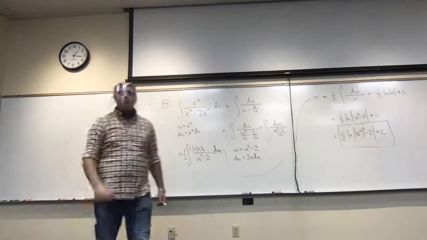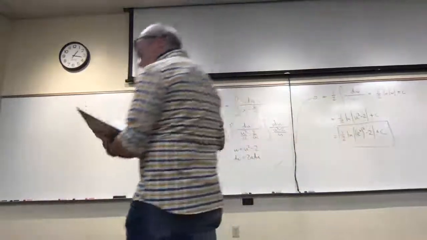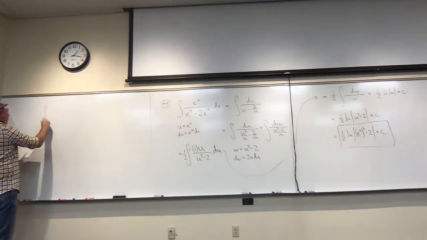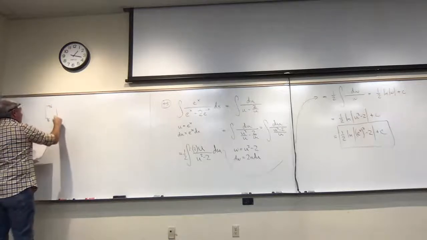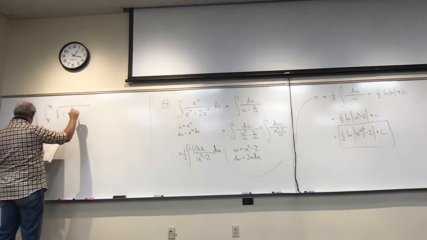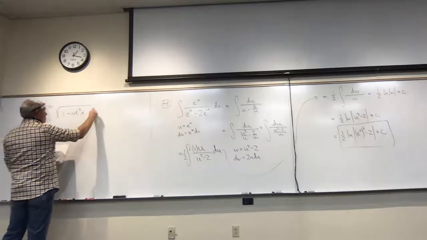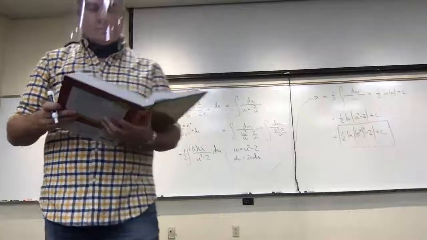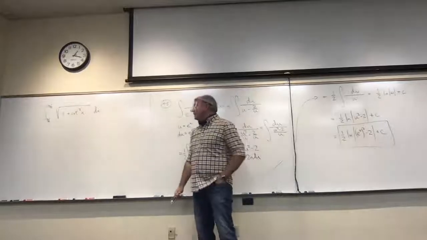Okay, and you said 29? 29, we have the integral from pi over 4 to pi over 2 of the square root of 1 plus cotangent squared of x dx. Okay, any ideas?